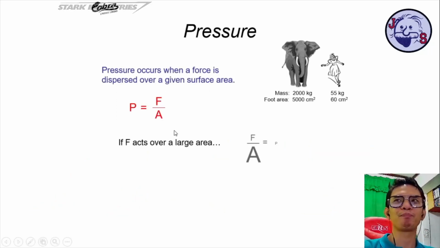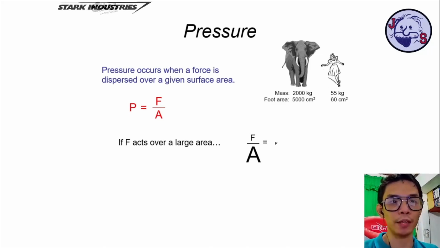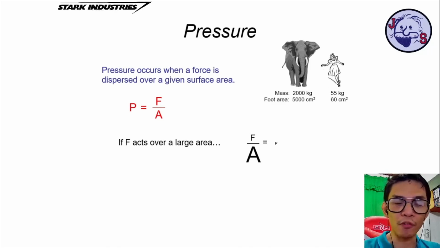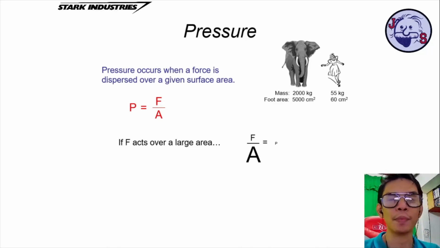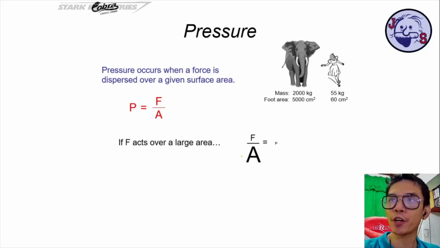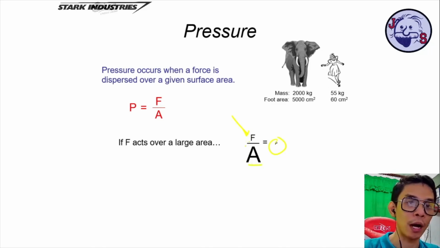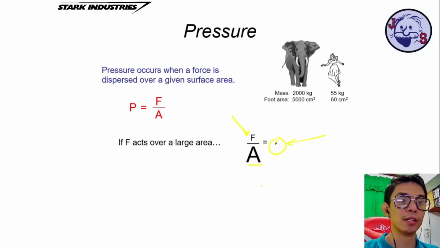Now, in order to understand how this force and area interact and become pressure, we must always take note that pressure exists when a force is exerted over a certain area. If a certain force is acted over a large area, then the pressure is very small. So if the area is large and the force is exerted over the large area, then the pressure is small.